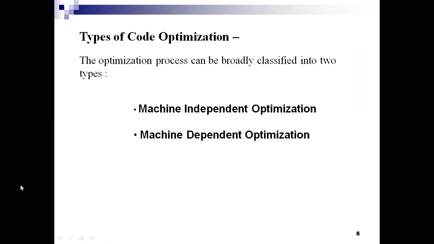And the next concept is about the types of code optimization. Before learning about the types of code optimization, first you need to know the advantages and the problems of optimizing compilers. The first thing is the advantages of code optimization. We have two main advantages here. The first advantage is that the intermediate code can be optimized to produce an efficient object code.